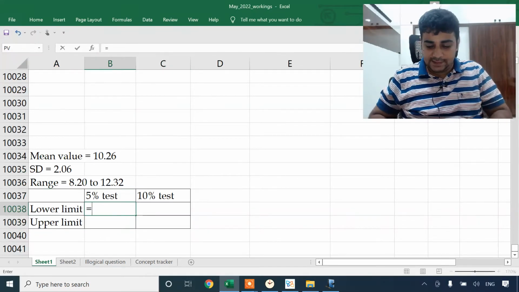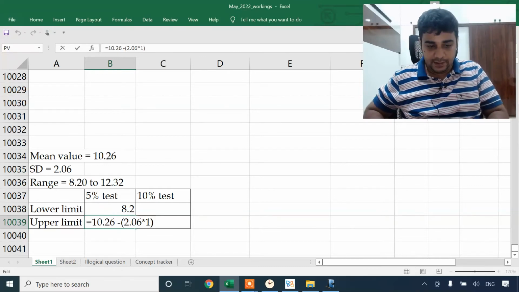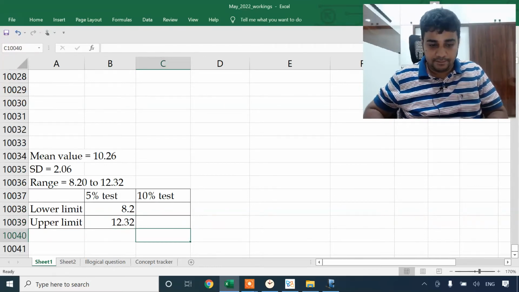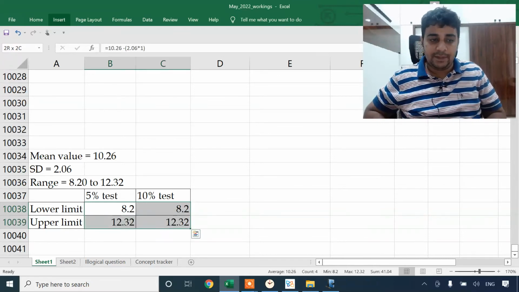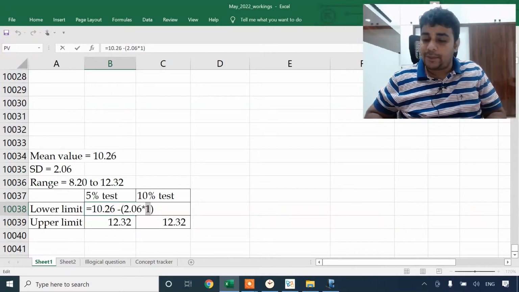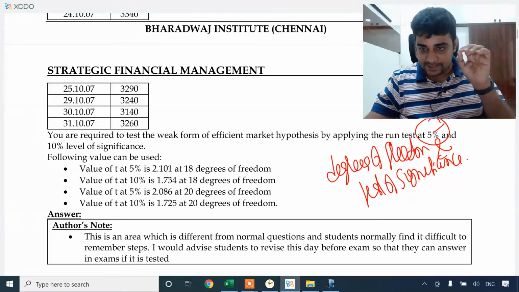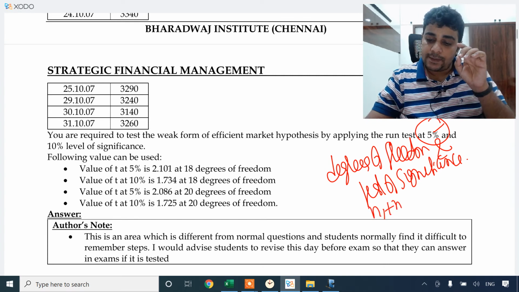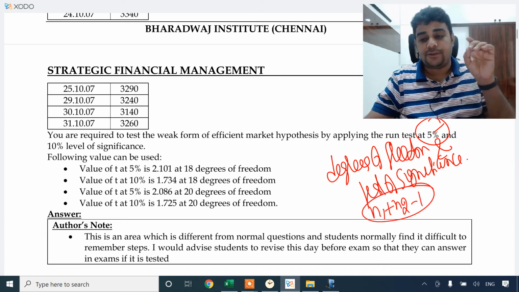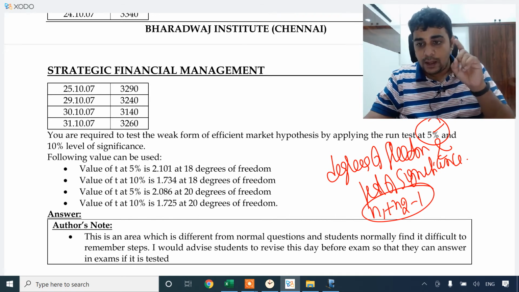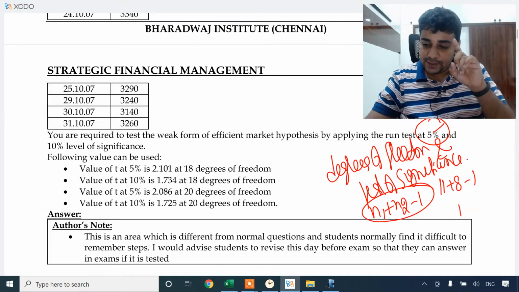The lower limit is 10.26 minus 2.06 into some number. For the time being, I'm just writing 1. And the upper limit is plus, again some number, for the time being I'm just writing 1. Now, for a 5% test, you have to multiply this with the t value. You'll have to find it for 5% and 10% for n1 plus n2 minus 1 degrees of freedom. So n1 is 11, 8, minus 1, 18 degrees of freedom.